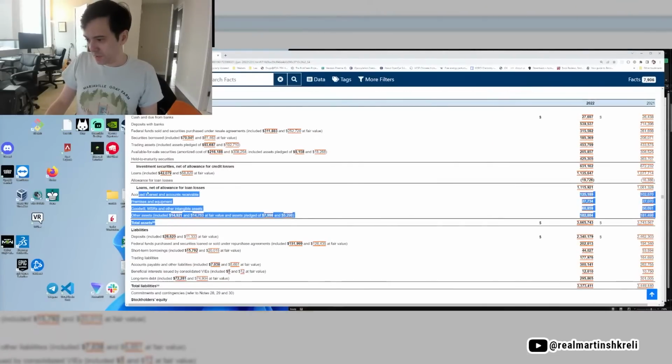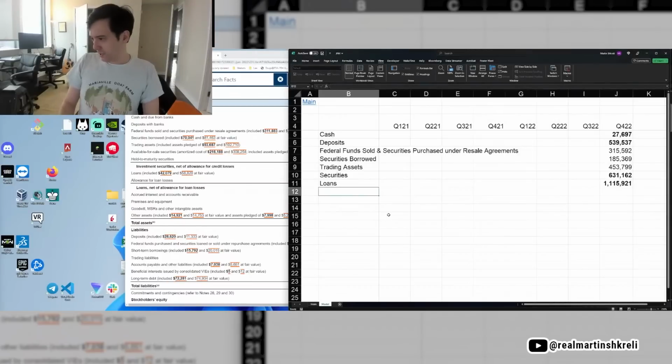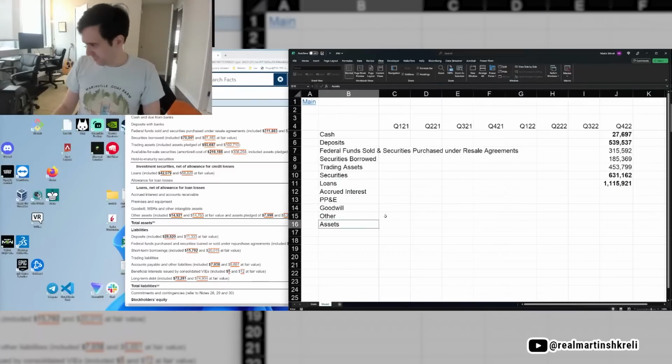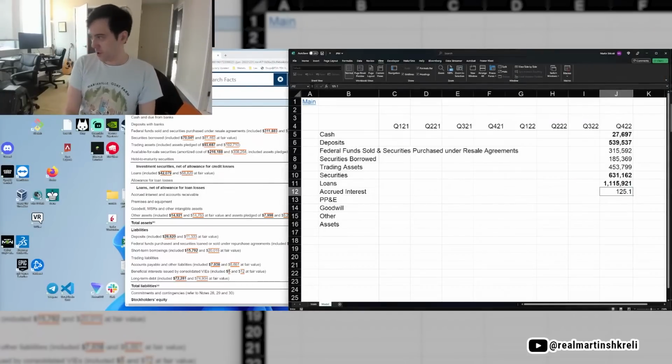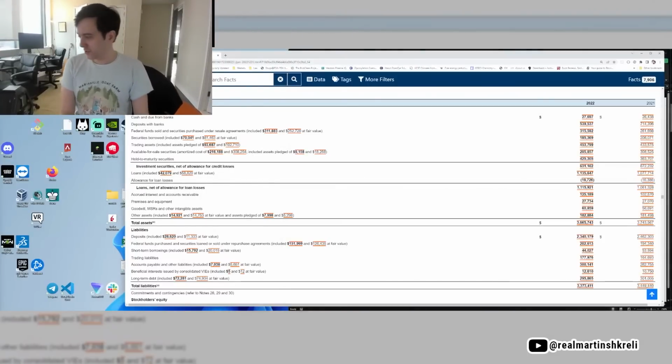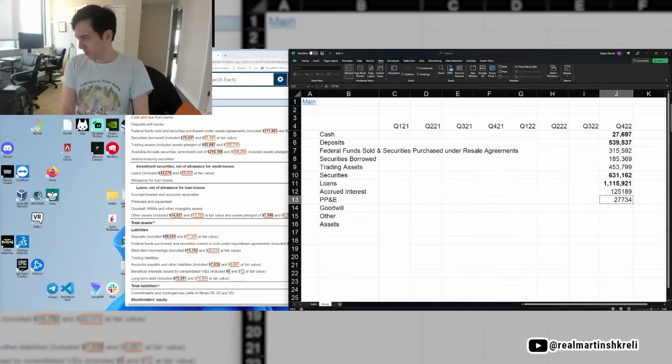So the rest is pretty small, actually. We have accrued interest. We actually do have property, plant, and equipment, and we actually do have goodwill. And then we have other. So the total assets of JP Morgan is going to be the combination of all this. The accrued interest is pretty small on at least a relative basis. It's 125 billion. The premises and equipment is also small.